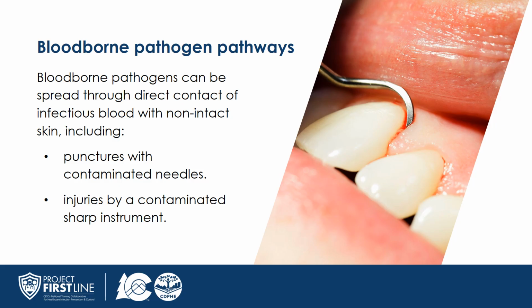What are the blood-borne pathogens pathways? Now we will take a look at how germs can spread through blood. As we reviewed earlier, blood-borne pathogens are found in blood or blood-contaminated saliva. The most common pathway for these germs is by touching infectious blood with non-intact skin. The most common exposures are from punctures with contaminated needles or injuries by contaminated sharp instruments.